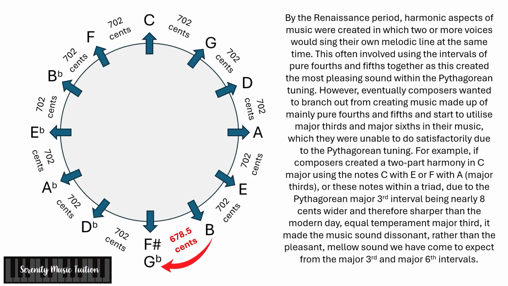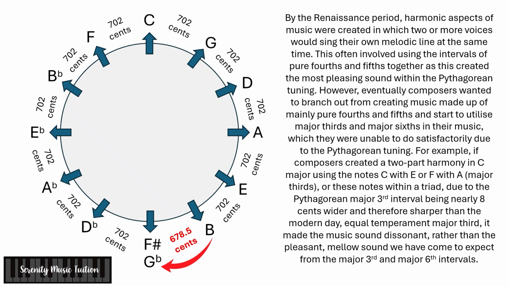This often involved using the intervals of pure fourths and fifths together, as this created the most pleasing sound within the Pythagorean tuning. However, eventually composers wanted to branch out from creating music made up of mainly pure fourths and fifths, and start to utilise major thirds and major sixths in their music, which they were unable to do satisfactorily due to the Pythagorean tuning.